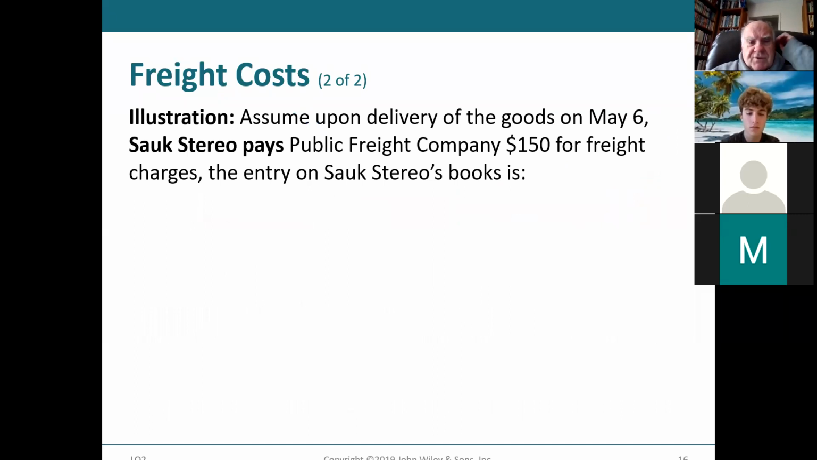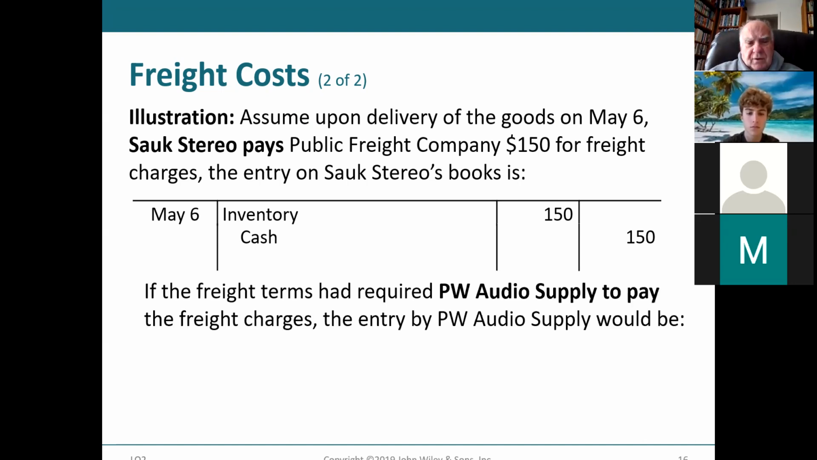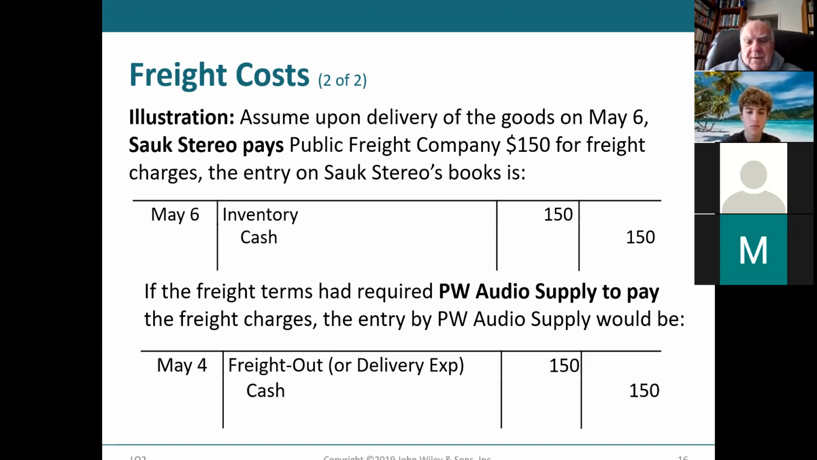Assume upon delivery of goods, SOC paid freight for the freight charges. The entry on SOC's books: we debit inventory, we credit cash for the freight charges. You notice that, Teddy? We're debiting inventory even though it's a freight charge. Freight is considered part of the inventory cost. If the freight terms had required P8W to pay the freight charges, the entry would have been to freight out. Freight out is a selling expense, not an internal purchase of inventory.